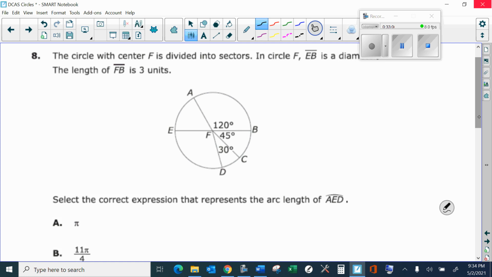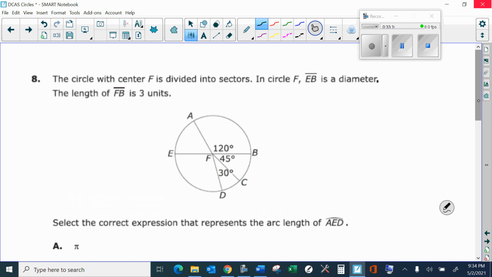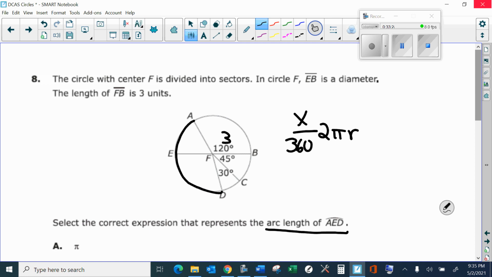Okay, the circle center is divided into sectors. In circle F, EB is diameter. The length of FB is 3 units. Select the correct expression that represents the arc length. Again, arc length is x over 360 times 2 pi r. So just like the last one, of AED, I have to know how many degrees that is and then fill that in.